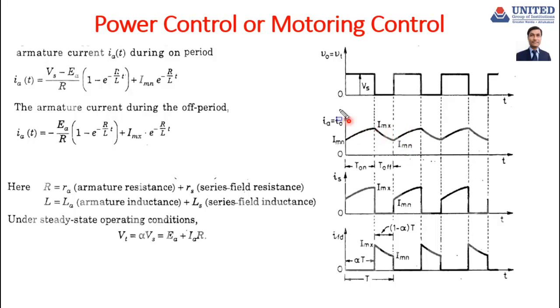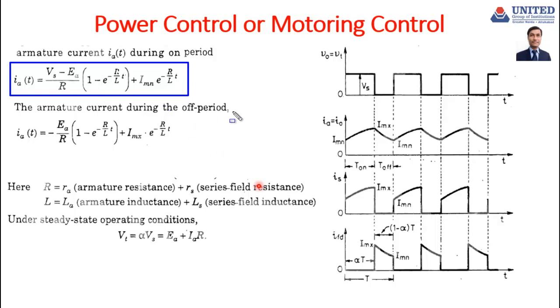Here we see various waveforms of armature current. This is the source current, this is the freewheeling diode current for non-ripple free operation. And during the turn on period, the armature current is given by the relation Ia is equal to Vs minus Ea upon R into 1 minus e to the power minus R by L into T plus I min e to the power minus R by L T.